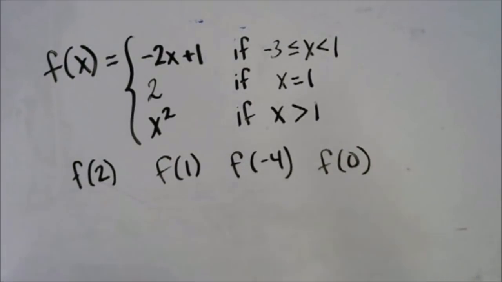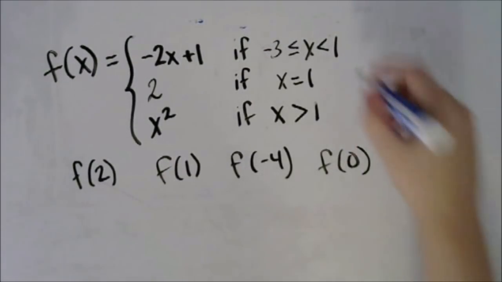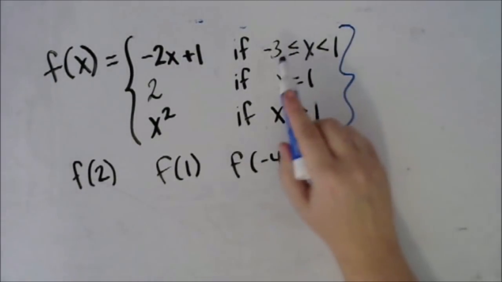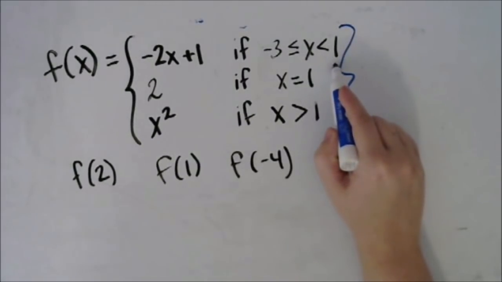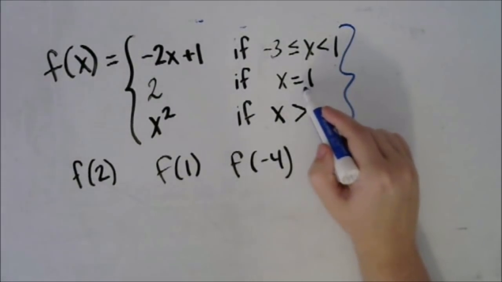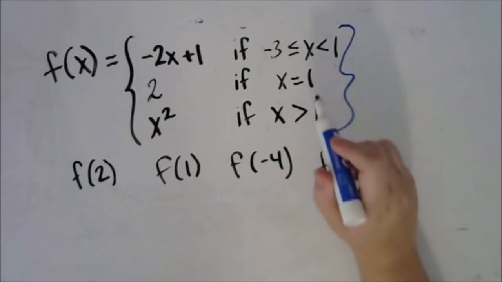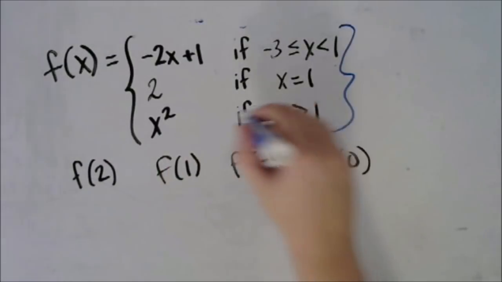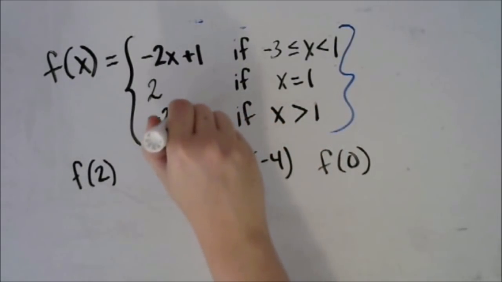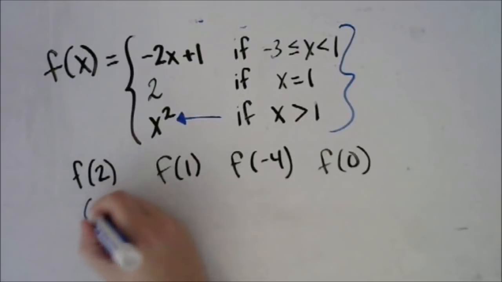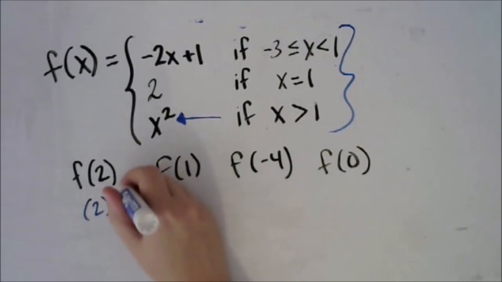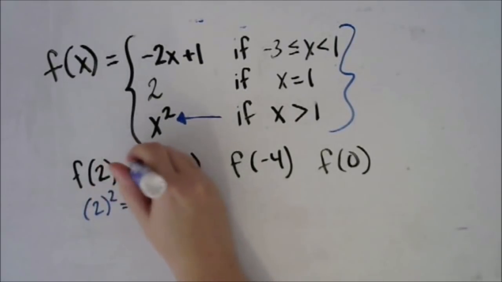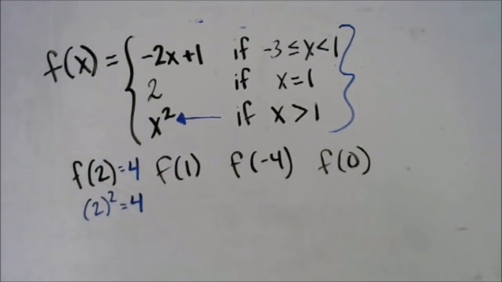Well, all of these inputs first need to be found in the domain of the function. So let's start with 2. Is 2 between -3 and 1? Nope. Is it equal to 1? Nope. Is it greater than 1? Yes. So 2 is greater than 1, which means it gets plugged into this equation of the piecewise function. 2 squared is equal to 4. f of 2 is equal to 4.